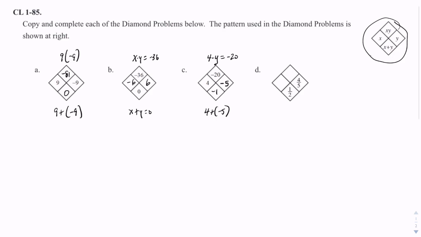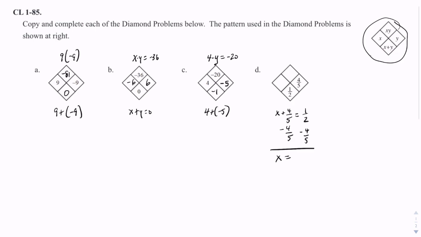And the last one, it's saying x times 4/5, or sorry, x plus 4/5 equals 1/2. So we have an equation that we need to solve. So I'll subtract 4/5 from both sides, minus 4/5. So I get x equals, now 1/2 minus 4/5.